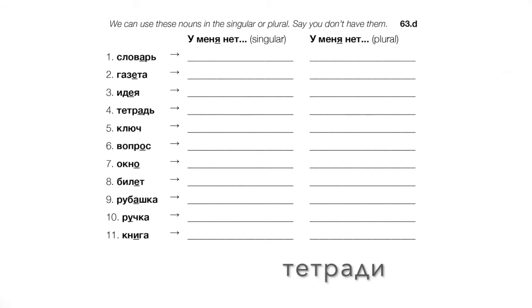Четыре, тетрадь, special soft feminine. У меня нет тетради. Right, there's that telltale genitive ending и, that's why we call these и nouns. У меня нет тетради. I don't have notebooks, plural. У меня нет тетрадей. Пять. Ключ. У меня нет ключа. I don't have a key. I don't have keys. У меня нет ключей. Шесть. Вопрос. I don't have a question. У меня нет вопроса. У меня нет вопросов.